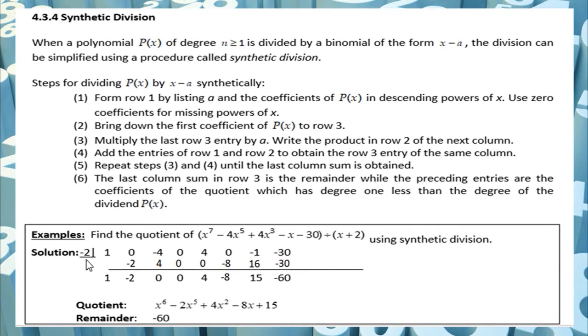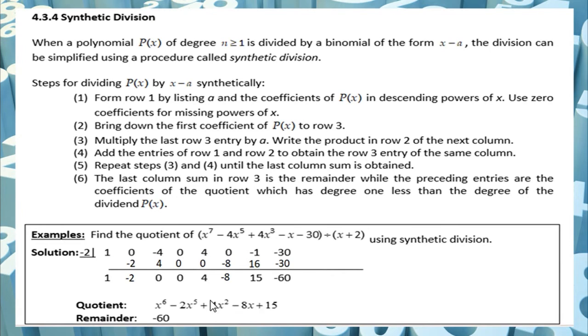Then, negative 8 times negative 2 is positive 16. So, negative 1 plus 16, that is positive 15. And 15 times negative 2 is negative 30. So, we have this negative 60.